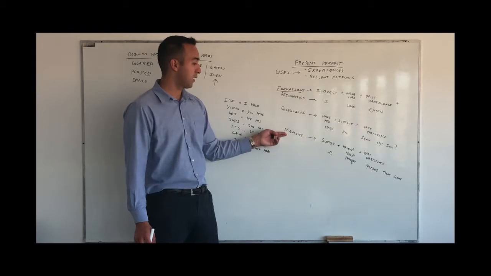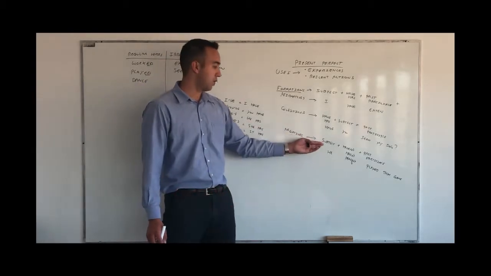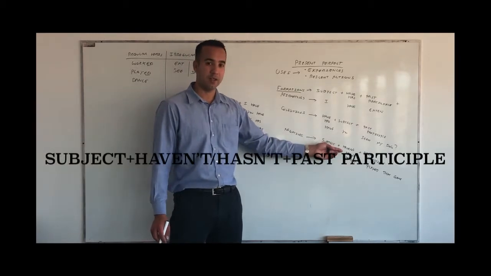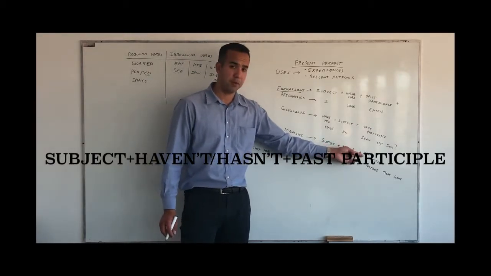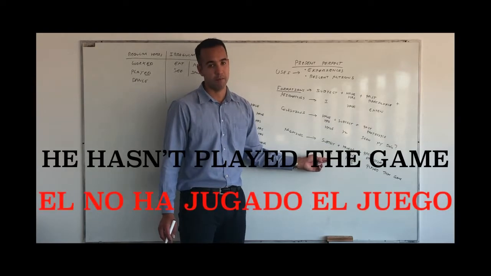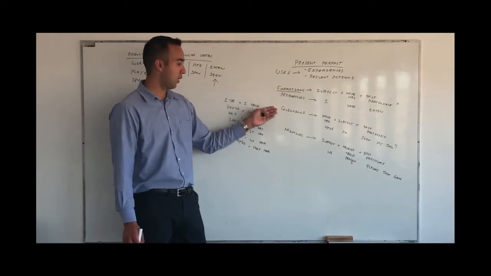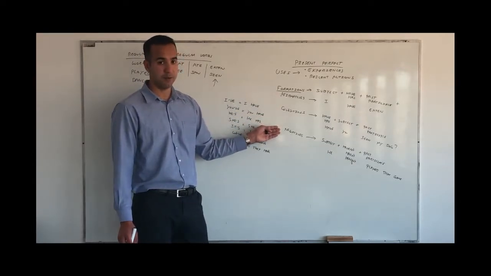And the final is the negatives. So to make negative statements in the present perfect, we have the subject, haven't or hasn't, and the verb in the past participle. He hasn't played the game, for example. So here we have the structure of the affirmative, questions and negatives in the present perfect.